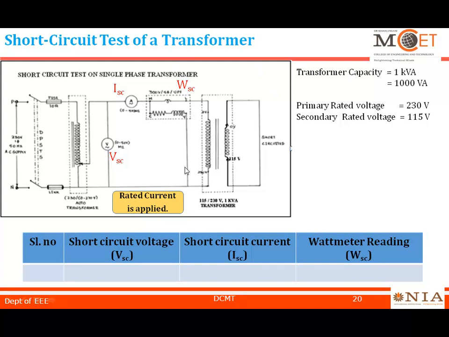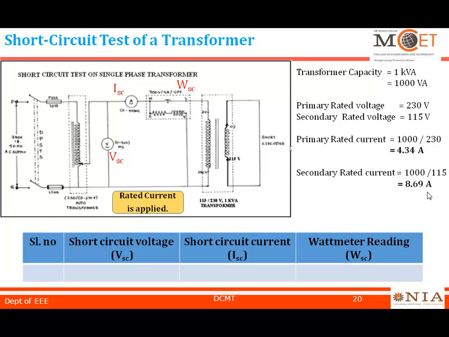How are we going to find the primary current? The capacity is given as 1000 volt ampere, we know the value of voltage, and we need to find the value of current. So the primary rated current is equal to 1000 divided by 230, which is about 4.34 amperes. Similarly, the secondary rated current is 1000 divided by the voltage available in the secondary, 115, which is 8.69 amperes. Here the connection has been given to the primary side and the secondary has been short circuited, so we have to apply the rated current of 4.34 amperes.